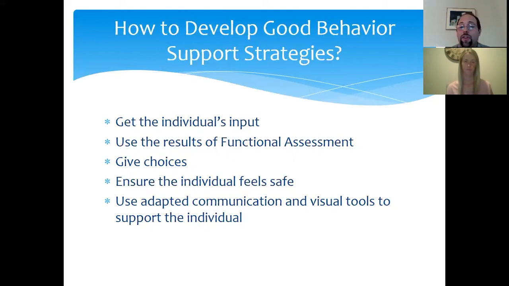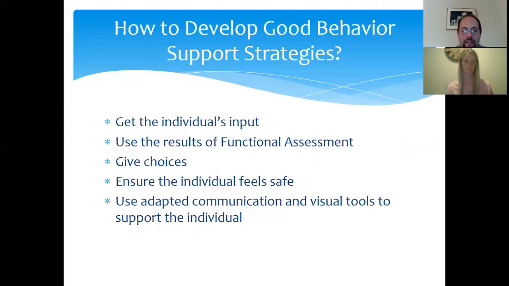We definitely want to use the results of the functional assessment when we are devising strategies, because remember that they need to be based on actual data that has actually been recorded about the behavior. Again, we want to integrate choices for the individual so that they feel that sense of control and ownership of what's going on. There should always be an opportunity for the person to feel safe, because that's ultimately the goal. We're trying to reduce risk, put that person in a safer place, and make them feel safer and that their needs are being met in the same way.